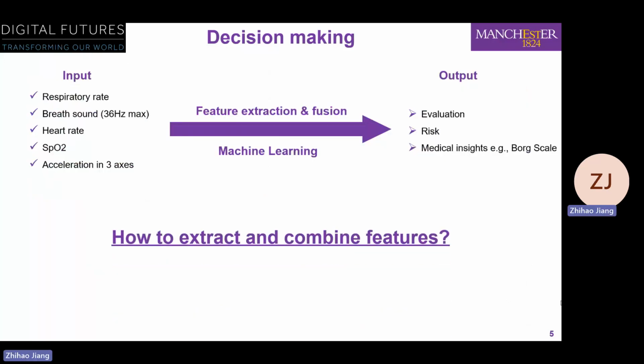In related research, it has been found that heart rate and SpO2 are related to exertion levels using Borg scales, and activity intensity can be calculated from acceleration in 3 axes. I'm hoping to use these inputs to generate some evaluation of risks, assessment of health conditions, or medical insights.